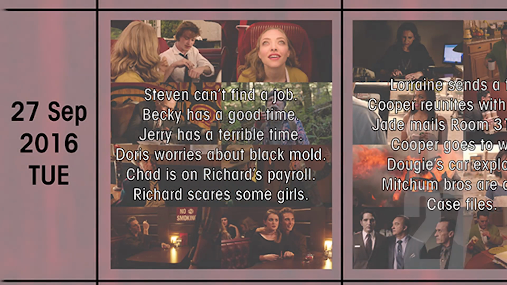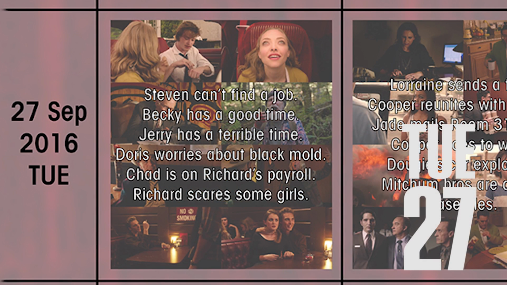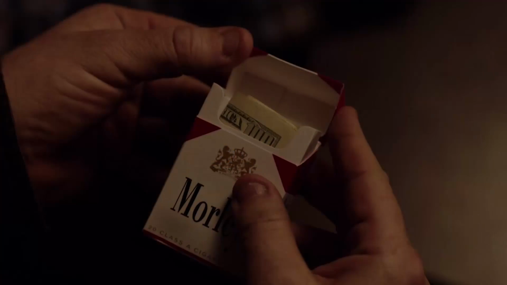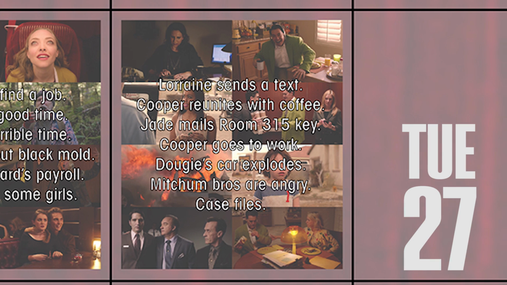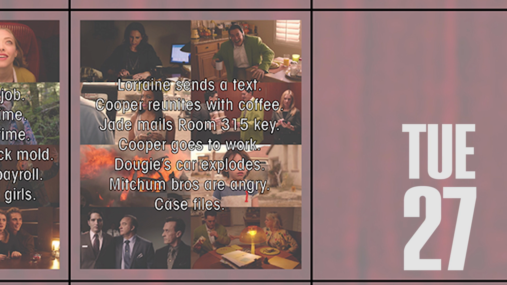On Tuesday, the 27th, we see the scene where Steven is out looking for a job, then they meet up in his car, and Becky gets high outside of the Double R. This would be where Jerry's lost and he calls Ben. That night we find out that Richard and Chad are working together, Deputy Chad, and that's when he would have scared those two girls. In Las Vegas, Lorraine sends the text.